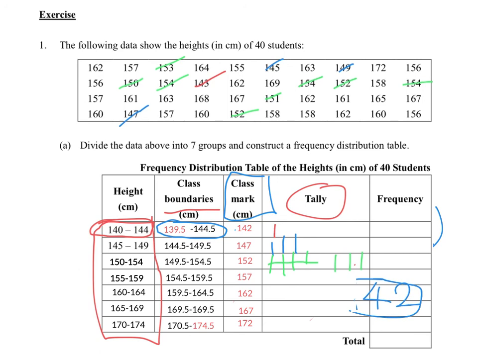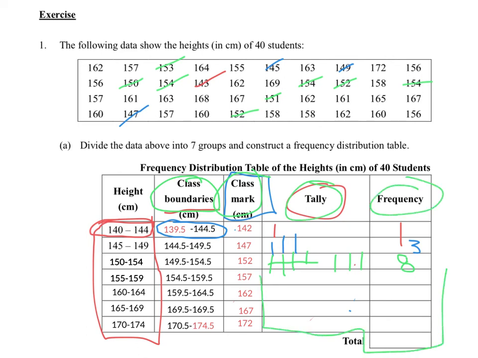After we have used the tally, we can also fill in the frequency. The frequency is the number of data found in this group. So for the first group, that should be 1 data. The second should be 3 data. For the third group, you can see that there are 8 data. So these are the principles of using class boundaries, class marks, tally, and also the frequency. You can fill in the last section by yourself. I hope you know how to organize data by using a table.